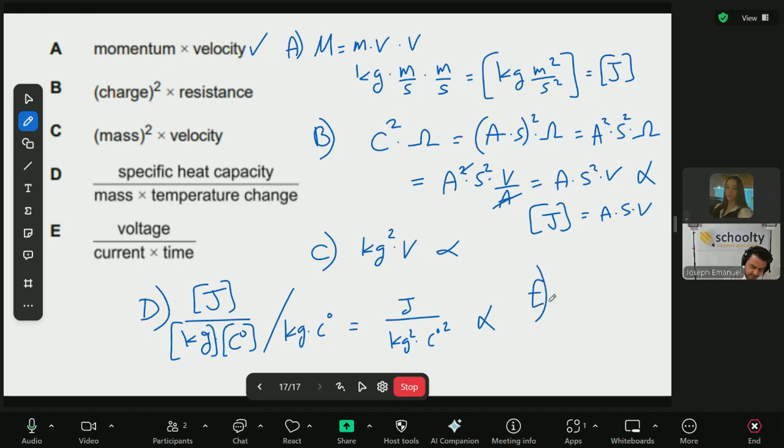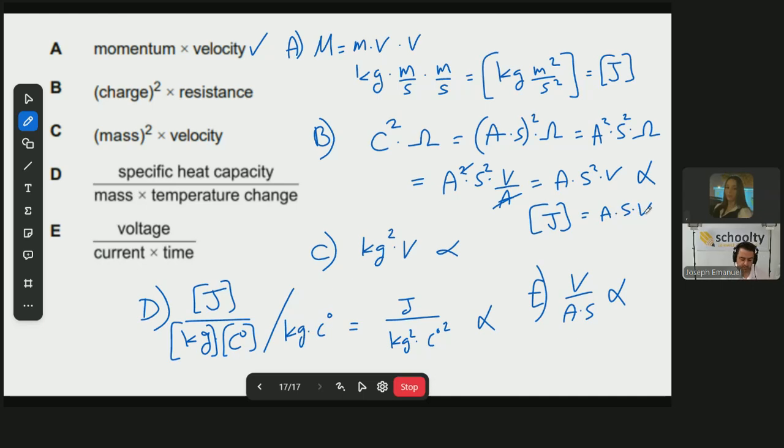This is not joules because you have joule up. And E, the last one, voltage divided by current and time. This is not correct because the correct one is ASV. Okay? So, just in time, 2 hours. The answer is A. That's the exam 2021, yeah?